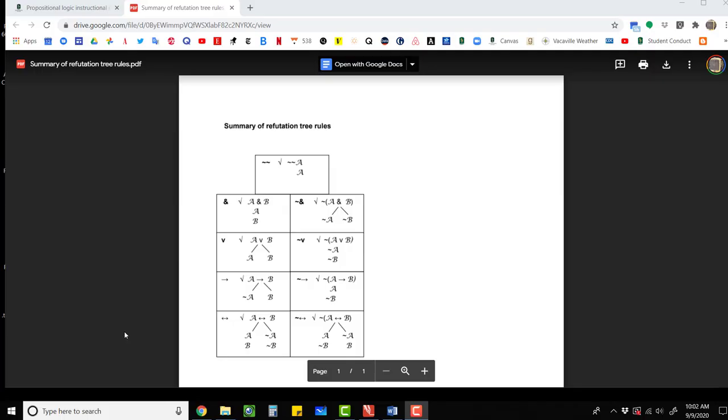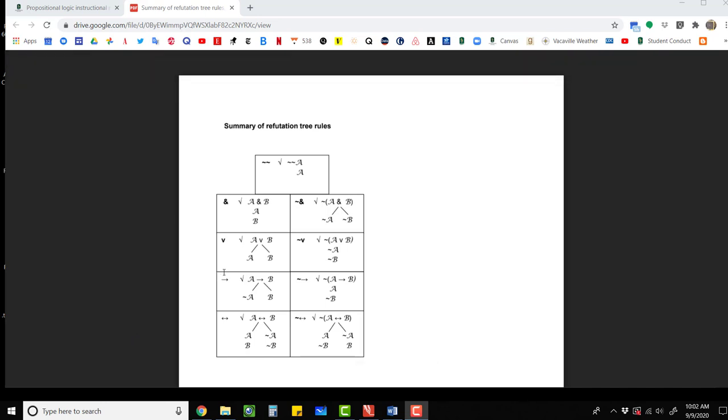Okay, so this is a review of homework 2, which is all about refutation trees, or what are sometimes called truth trees, or just trees. At the level of propositional logic, this is an algorithmic method.